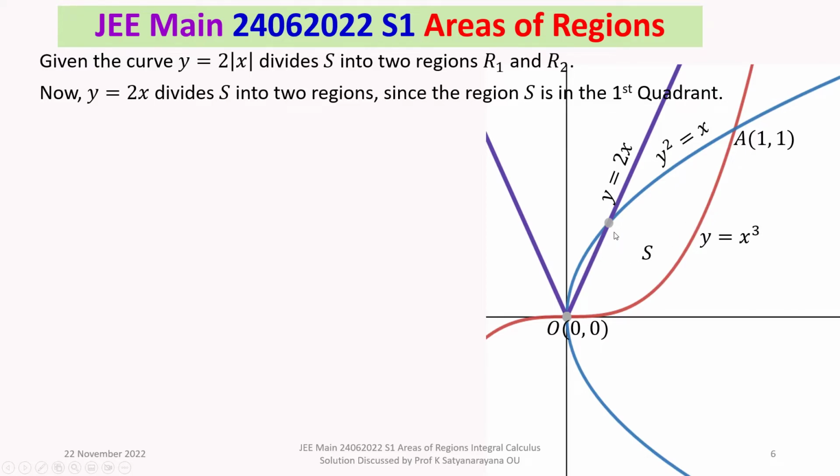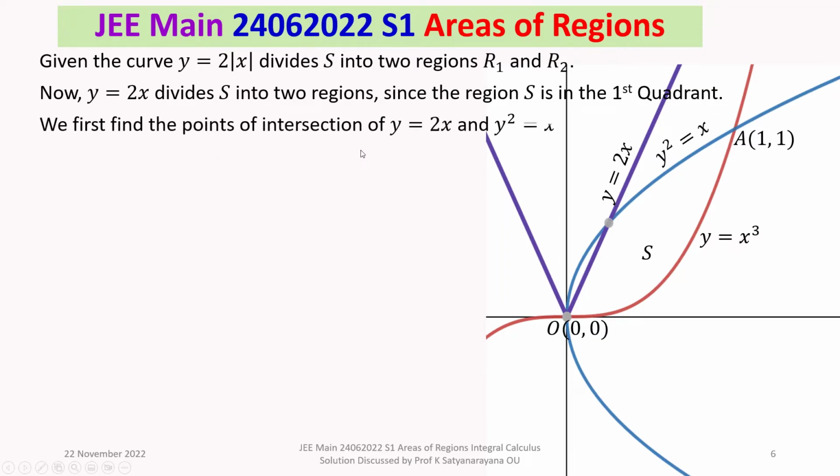But now y = 2x. Notice that the slope is more than the slope of y = x. So when the slope is more, it will bend towards the y-axis. Therefore, it intersects y² = x, not y = x³. So what is the point of intersection?